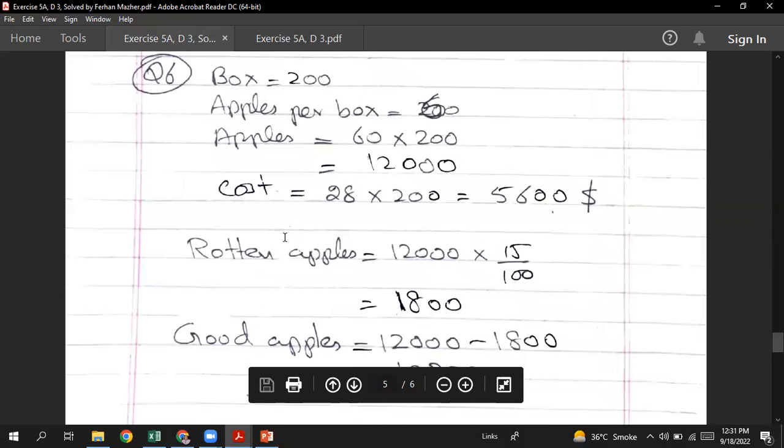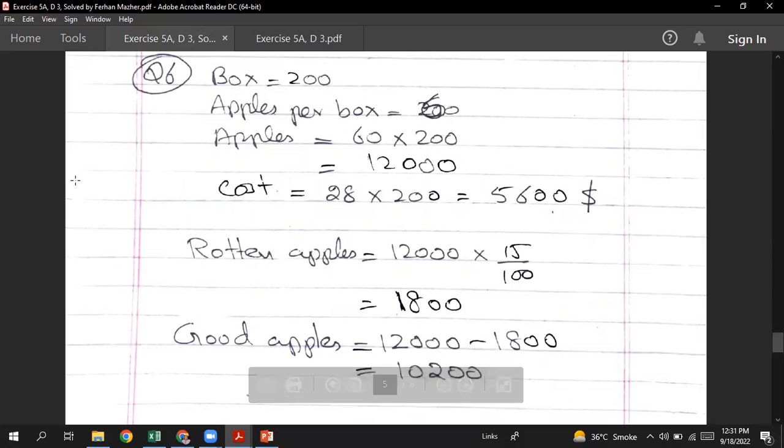Okay, so there are 200 boxes. Apples per box is 60. In one box, there are 60 apples, and there are a total of 200 boxes. So it will be 60 times 200, that will be 12,000 apples. The cost price of one box is $28. They have bought 200 boxes. So the cost price will be 28 multiplied by 200, so it will be 5,600.